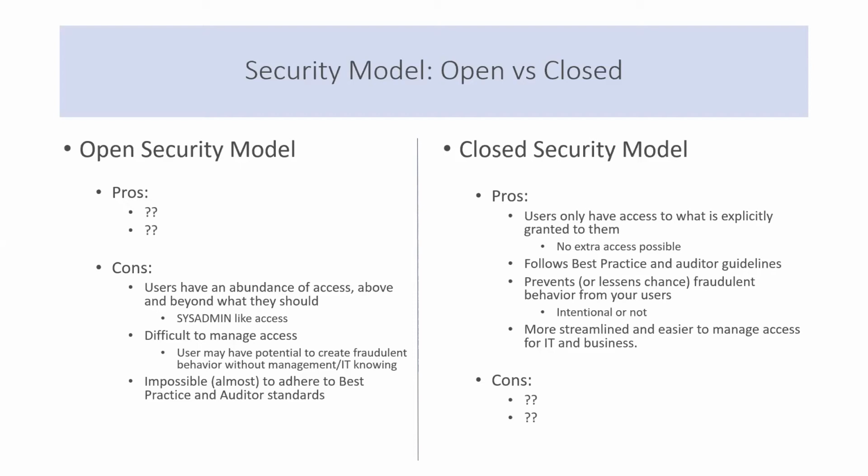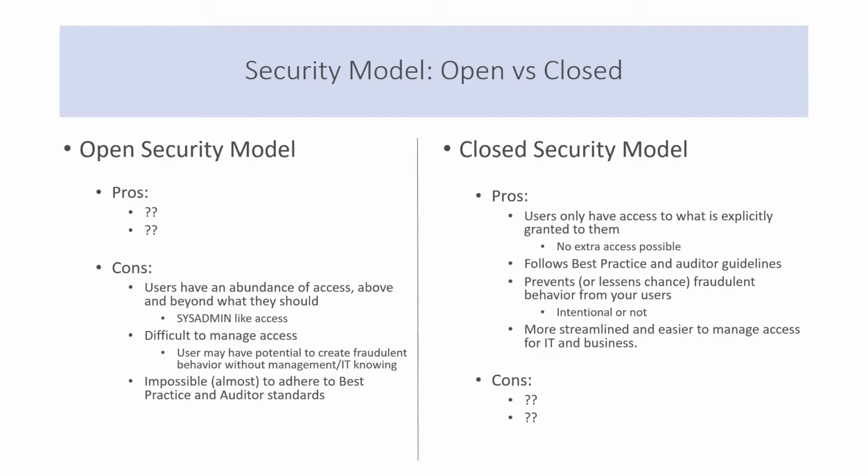And lastly, it's almost impossible to adhere to best practice and auditor standards, like I mentioned. In our closed model, skip down to the cons, I can't think of any. So we're kind of flip-flopping here. Our pros: users only have access to what is explicitly granted to them. There is no possible chance for extra access.